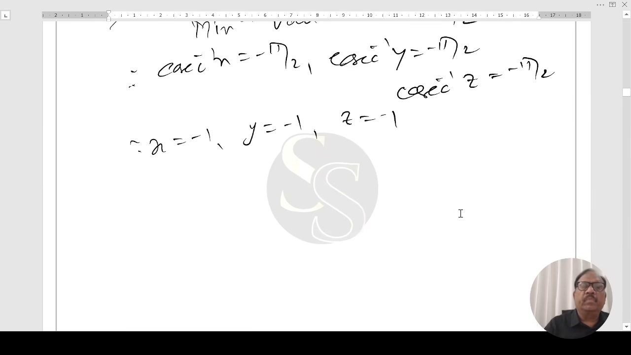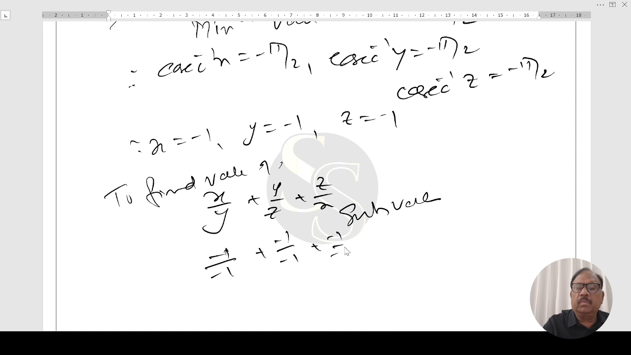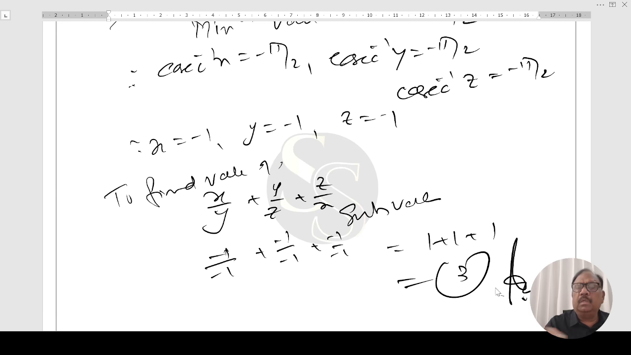Substituting the values to find the value of x upon y plus y upon z plus z upon x. Minus 1 upon minus 1 plus minus 1 upon minus 1 plus minus 1 upon minus 1. That is 1 plus 1 plus 1, that is 3. That is the answer. Right?